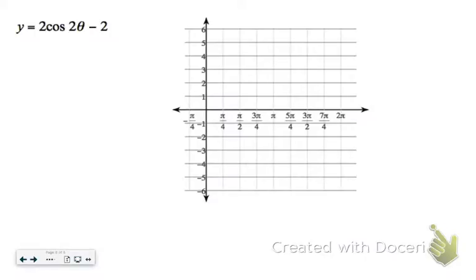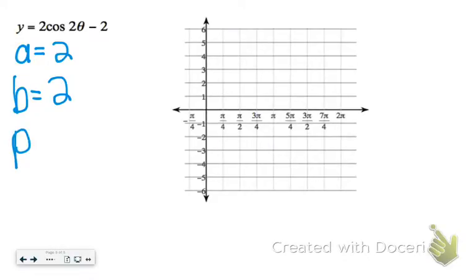Let's look at one more example. So let's do this example. So again, we're just going to identify our A. So our A value here is 2. So my amplitude is 2. My B value is also 2. Remember, B is the number of cycles between 0 and 2 pi. So it is not my period. I have to use B to find my period.